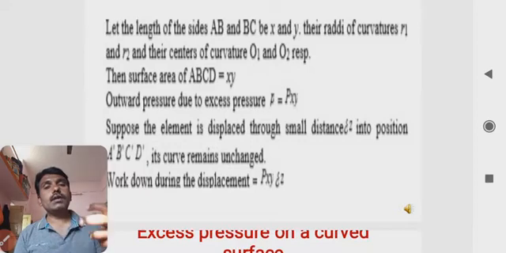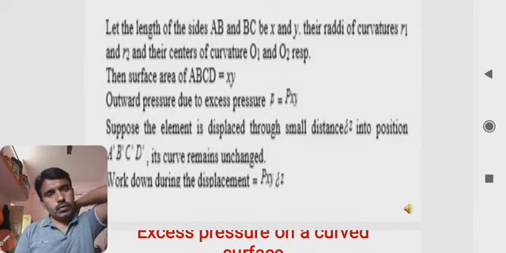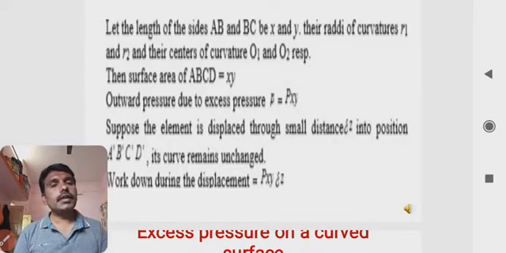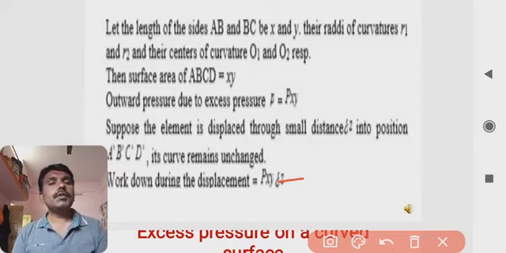So for the elongated work done, I have to apply some pressure, and with the same del z extension, the work done is nothing but force into displacement. Here it is giving me P into xy into del z. Displacement amount is del z, and the force is P into xy. So the work done during the displacement is P xy del z.